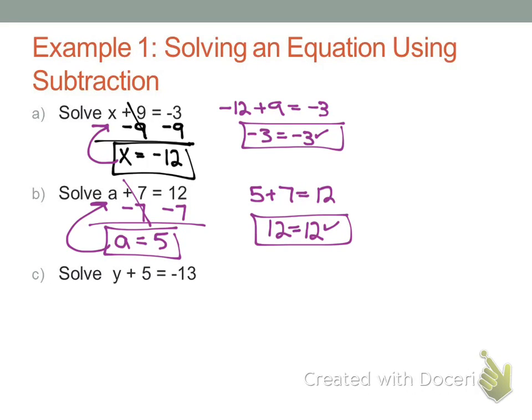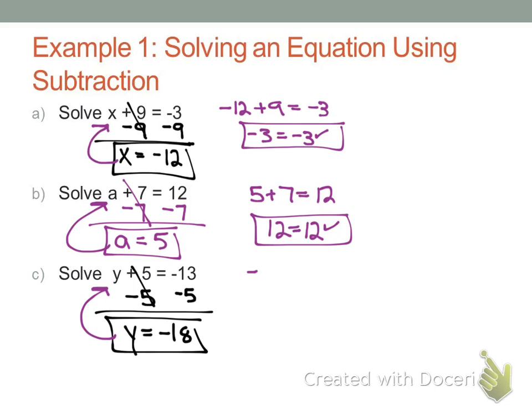All right, so what am I going to do to get y by itself? What do I need to do, Mason? Subtract 5, and then you have to do the same thing on the other side. So negative 13 minus 5. Is it the same sign or different? Same. So what do I do? Add and keep, negative 18. Y equals negative 18. And now I can check to see if my answer is correct. Is it true that negative 18 plus 5 is negative 13? Okay, so negative 13 equals negative 13.